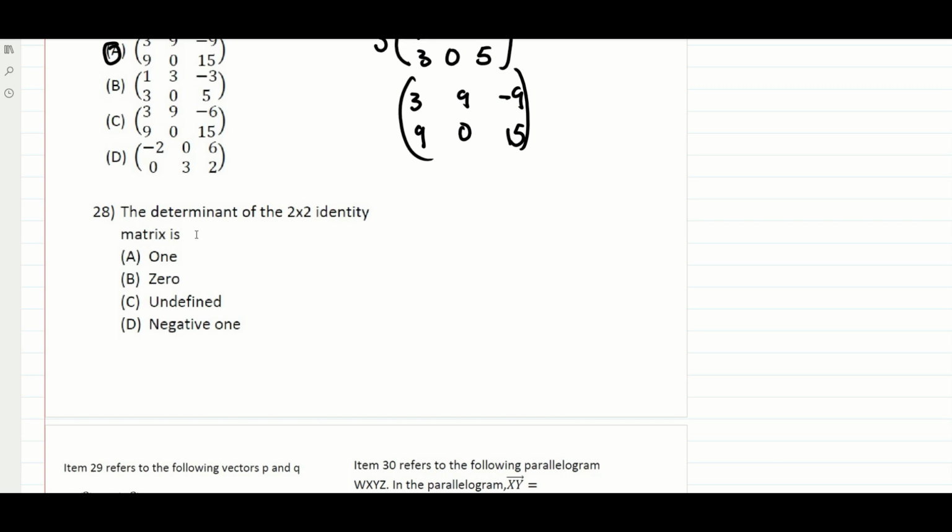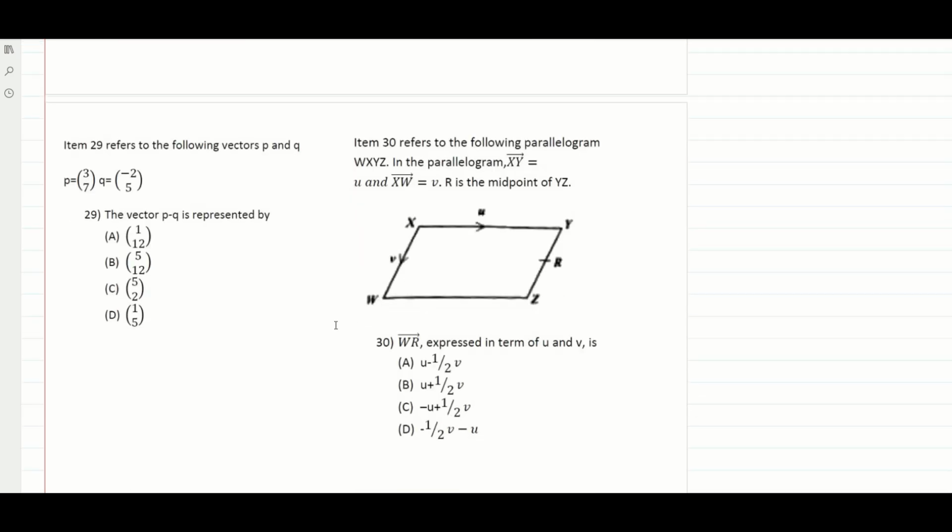Right, number 28, a 2 by 2. The determinant of a 2 by 2 identity matrix is 1. So if it is an identity matrix, it is always 1. Okay?